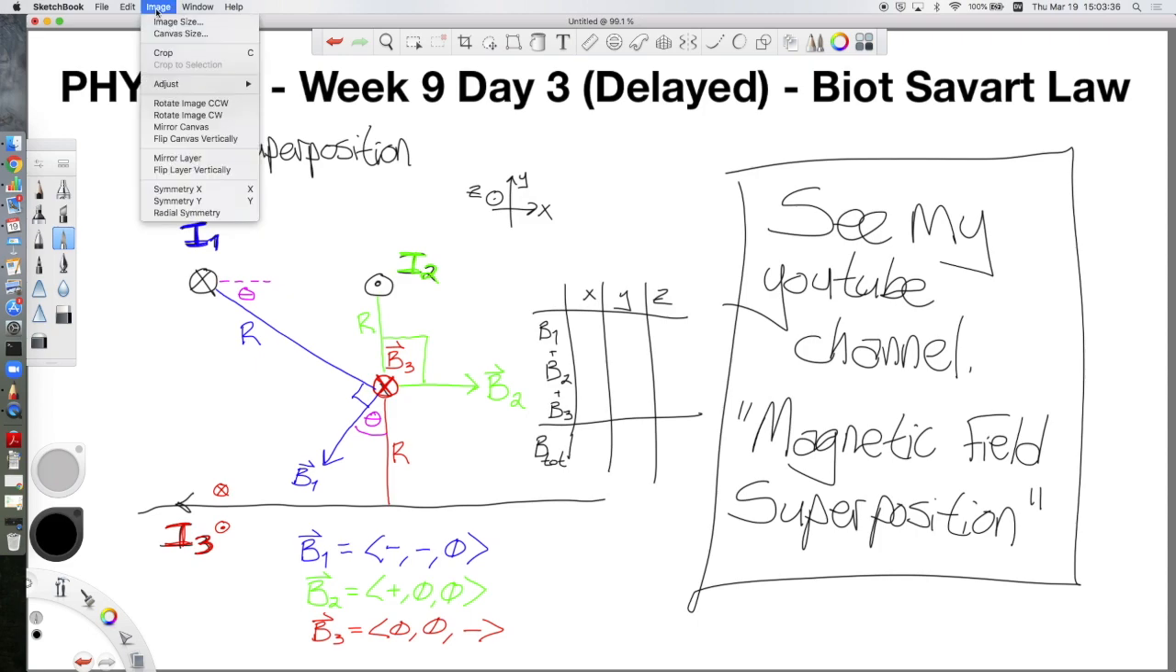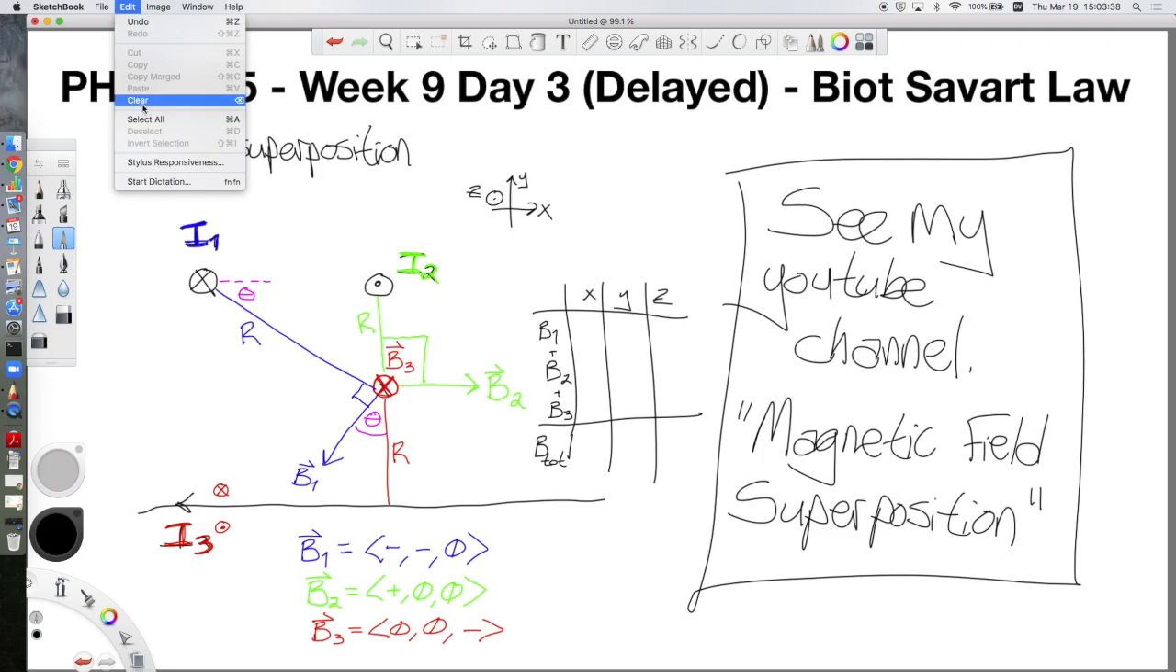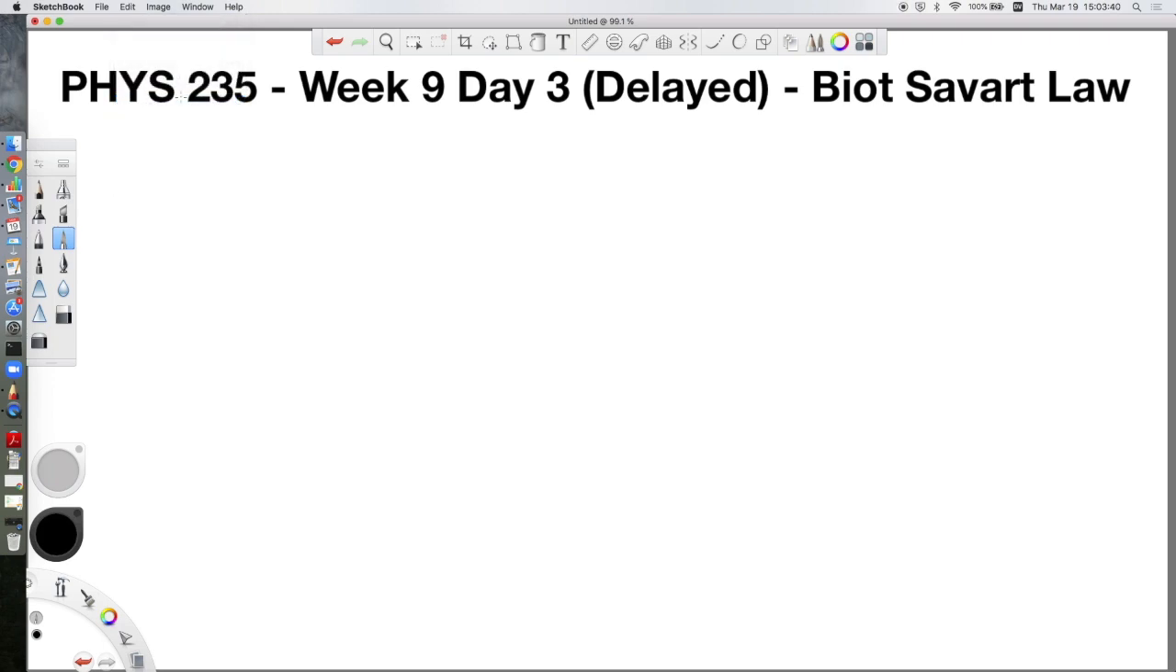So the last thing for today is to do Biot-Savart law again, this time with a circle of current, or a current loop. This is going to be a little confusing to draw. I'm going to do my best.